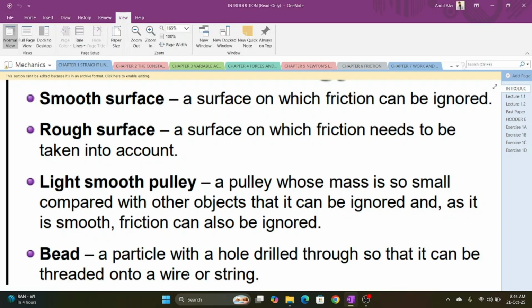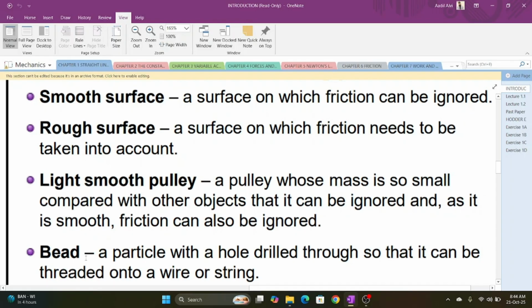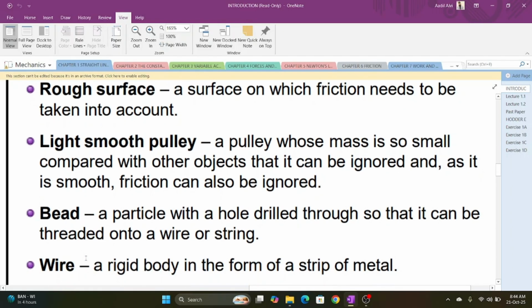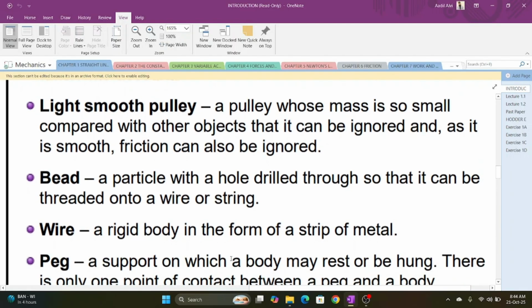It can also be held in mid air, you could say. It does not necessarily have to touch the bottom part of the screw. Even if you do not understand this part, we will be looking at some examples later on, so it will become much clearer what we mean by a bead. Then we have a wire. A wire is a rigid body in the form of a strip of metal.